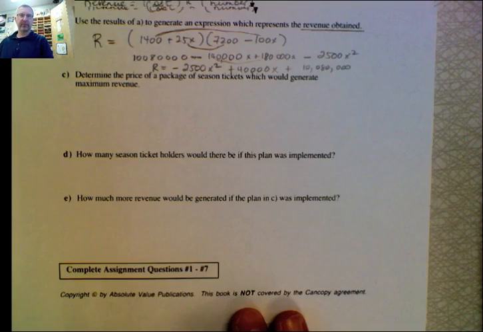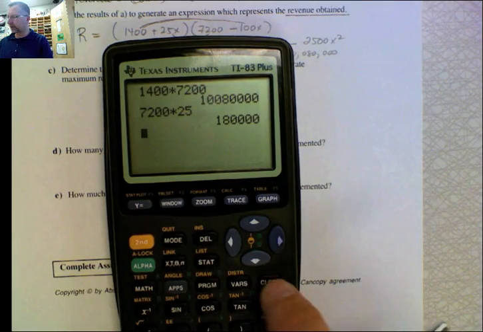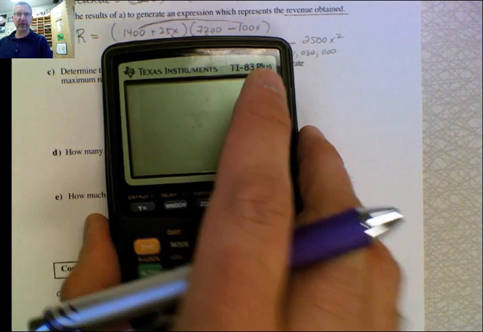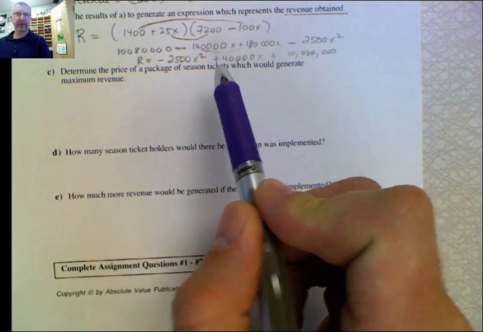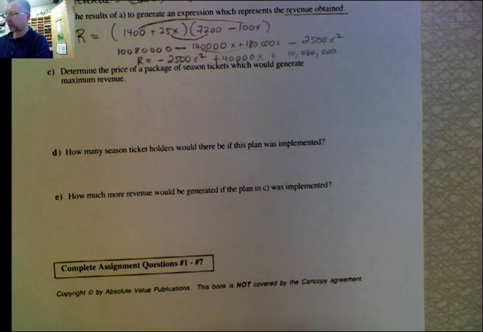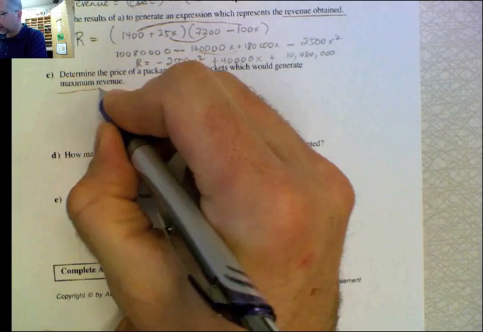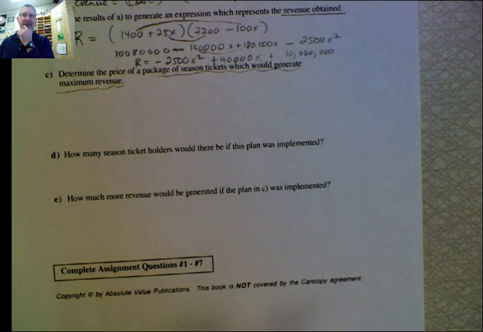Huge numbers. Most of you are looking at these huge numbers going, what? You're crazy. How am I going to work with those big numbers? I can't possibly do that. Well, that's why we've got our calculator. That's why we're going to use our calculator to help us solve this particular situation. Now it says determine the package of season tickets which would generate the maximum revenue. Anytime they're asking for a maximum in a question, they're actually asking for the vertex. That's a way of asking that.